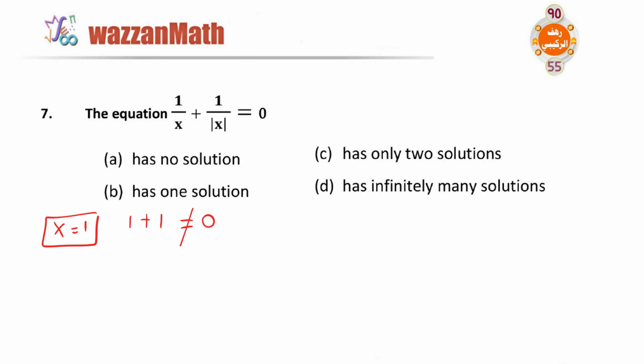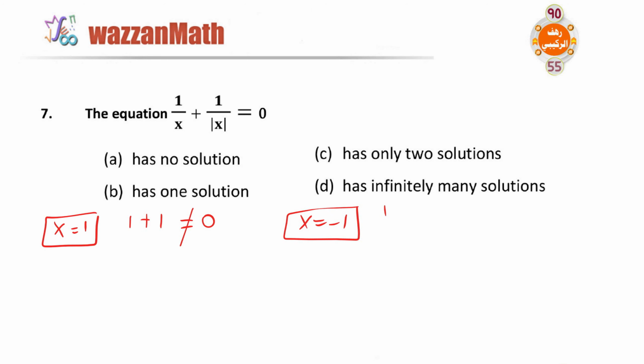And so what we're going to notice here is that whenever we substitute with positive values, we're going to end up with a positive value plus another positive value, which is never going to equal 0. And so now we know we need to substitute with negative values. So let's try x equals negative 1.